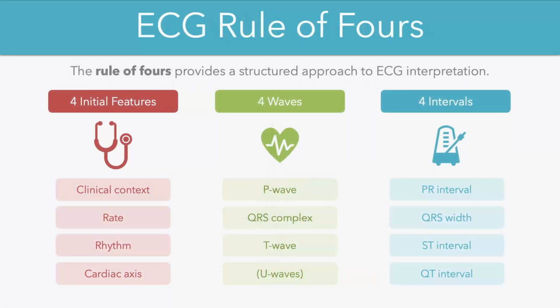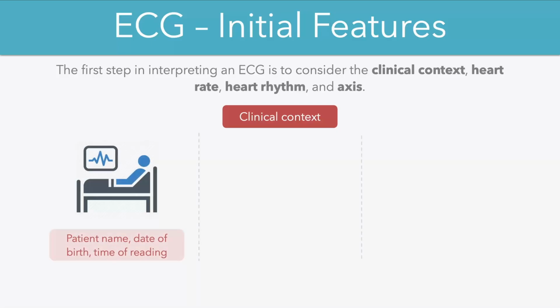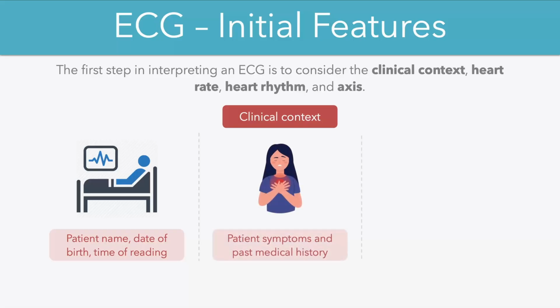Now that we've understood the basic principles underlying ECG formation, we can move on to ECG interpretation itself. As mentioned at the start, we'll be using the structured rule of fours approach to do this. The first aspect that we can take a look at is the clinical context of the situation, and this involves checking the patient's name, date of birth, and time of reading on the ECG printout. We also ideally want to ask the patient about any chest pain symptoms and relevant past medical history.